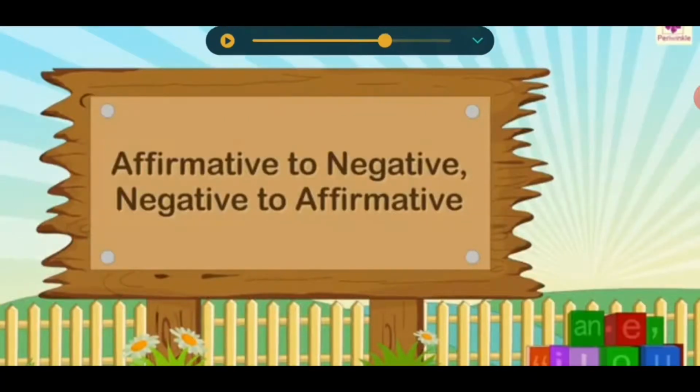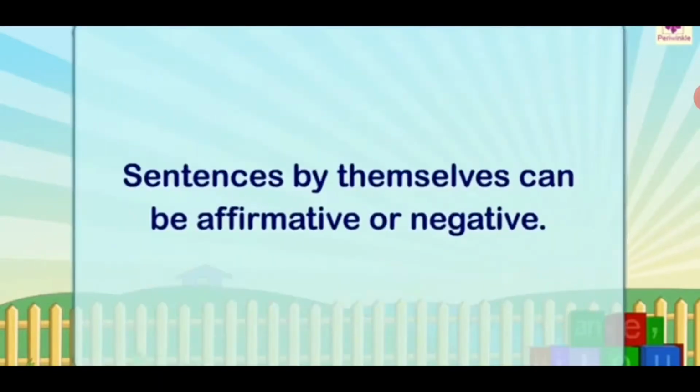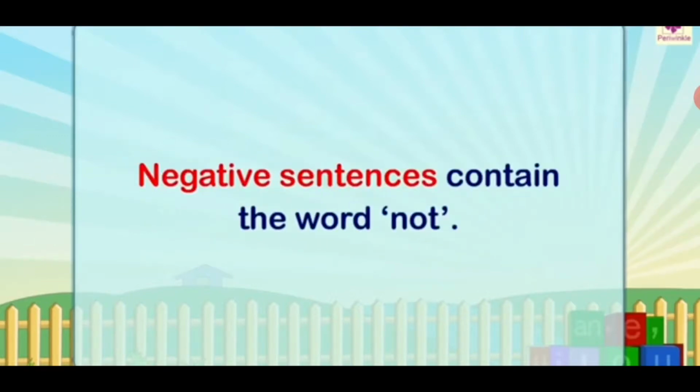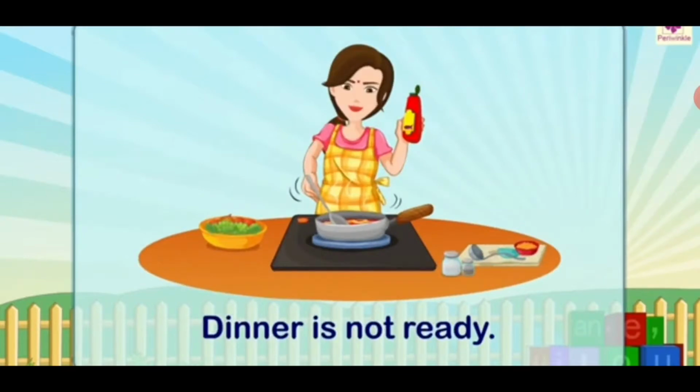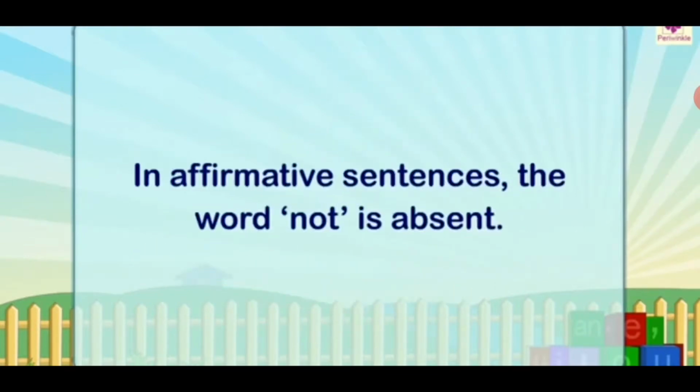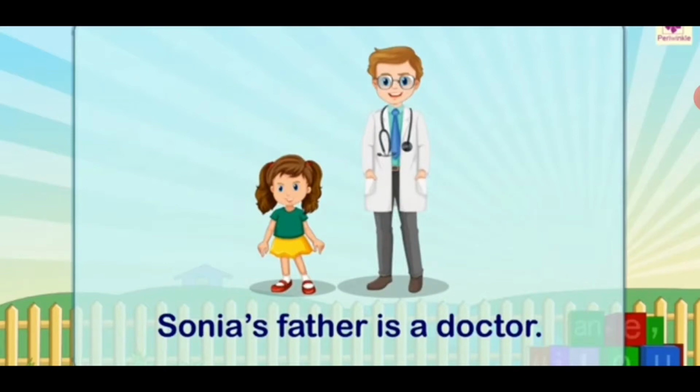Affirmative to negative. Negative to affirmative. Sentences by themselves can be affirmative or negative. Let us see how. Negative sentences contain the word not. For example, dinner is not ready. In affirmative sentences, the word not is absent. For example, Sonia's father is a doctor.